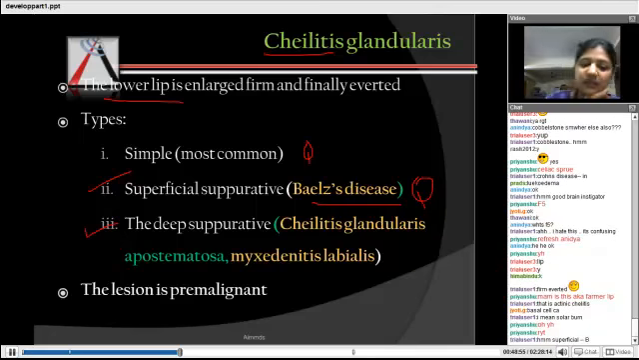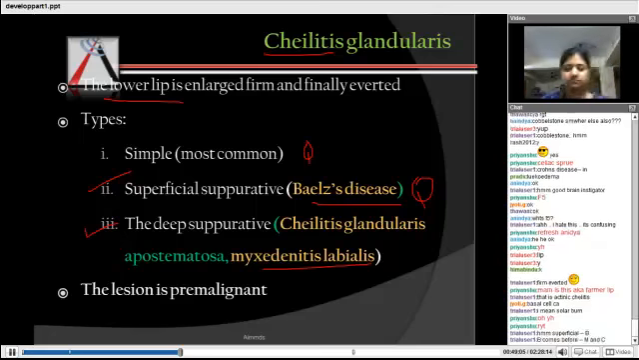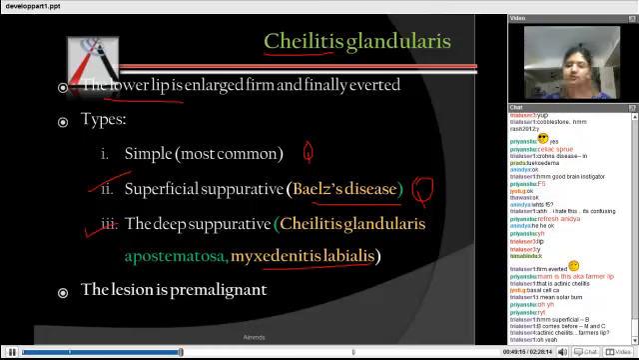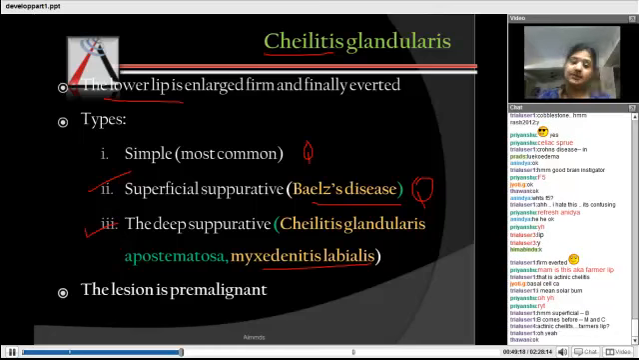Then we have deep suppurative, which is called myxadenitis labialis, also called cheilitis glandularis apostematosa. Big name, I know, but the big name is the deeper one. Beale's disease, the small one, is superficial suppurative. Superficial is small. The deep one has the long name. And myxadenitis labialis is also this deep suppurative one.